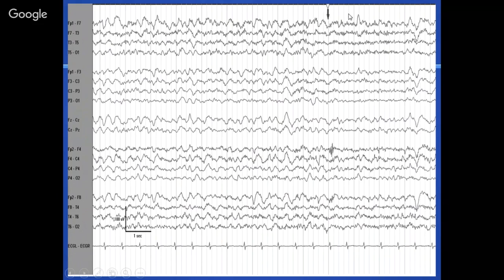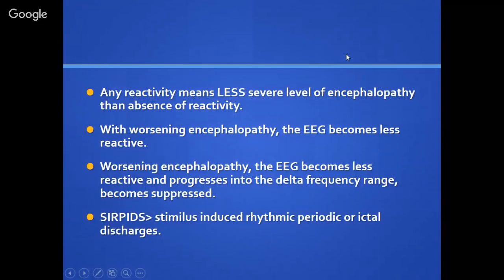It is reactive. This is what it's telling me. So you see there is more delta activity, a little slowing, and upon stimulation the patient becomes more alert, so less delta activity, a little faster. Let me see this. Yeah, I think that's what it is. Any reactivity means a less severe level of encephalopathy. Okay. With worsening encephalopathy, the EEG becomes less reactive.